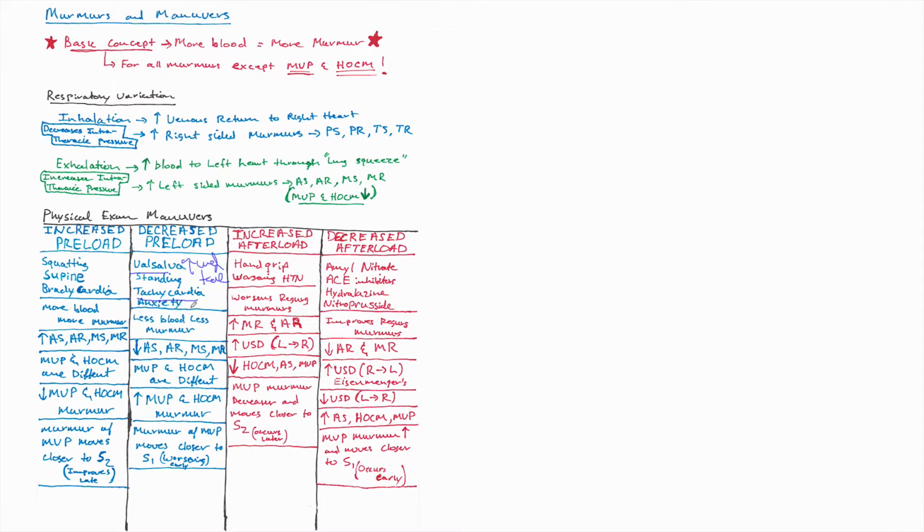Tachycardia, so just less time to effectively fill. Anxiety, which results in tachycardia. Standing, it's harder to get blood back up. So we have decreased preload with that. So less blood, less murmur.